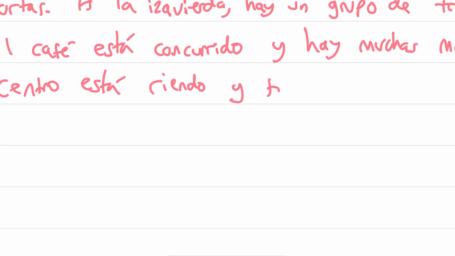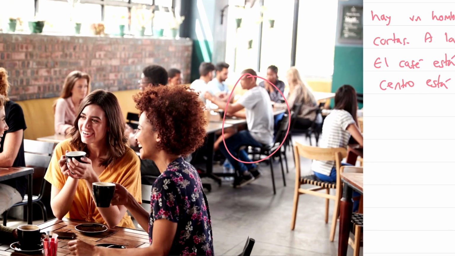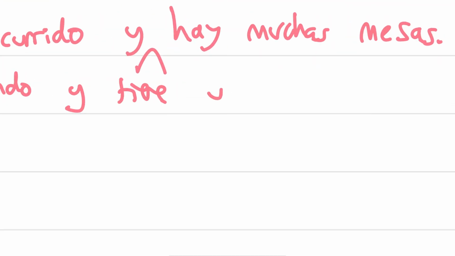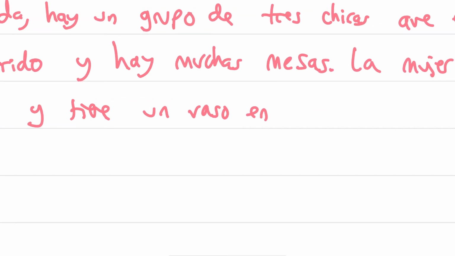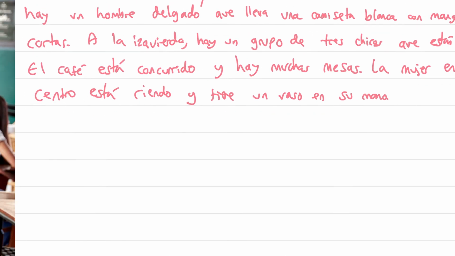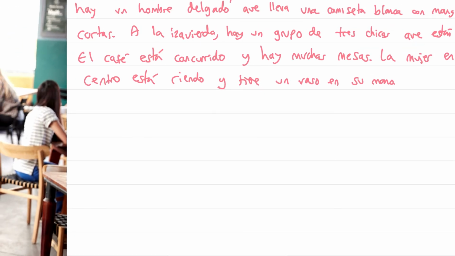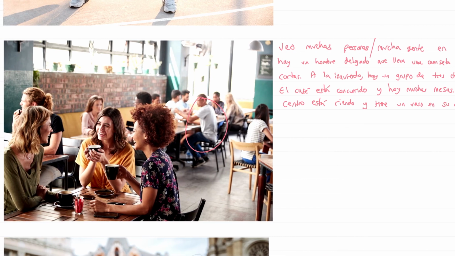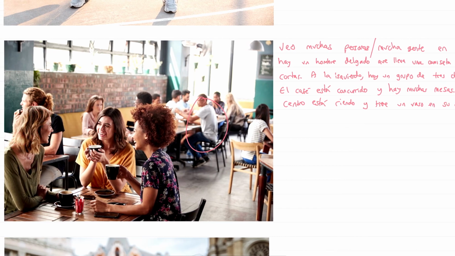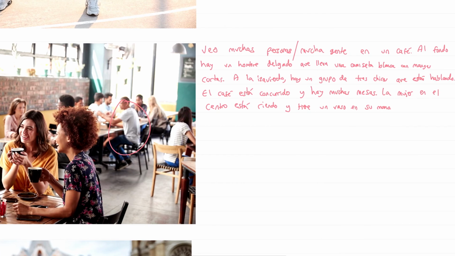Y tiene, I could say, un vaso, a sort of cup, un vaso en su mano. This is one way of saying having something in their hand. Tiene, item, in his or her hand. En su mano. Mano is a feminine noun, even though it ends in o. It's la mano. It means the hand. And that is, again, a good answer there. Okay. You can mention, again, hair color. This is quite a good photo. Lots of things. You can mention all the people in the background. Al fondo is how we say in the background.